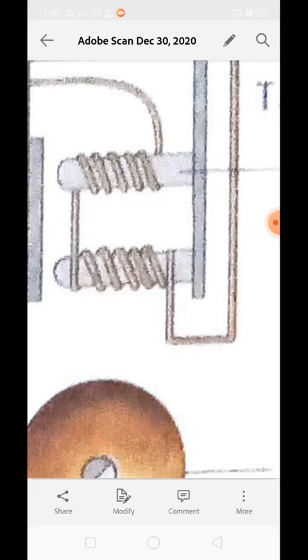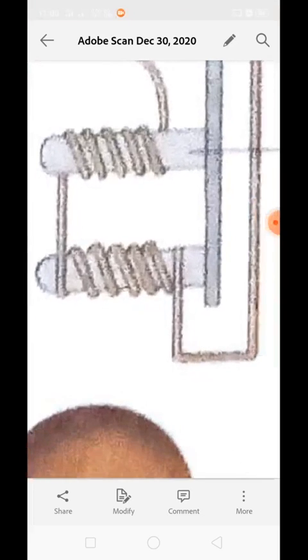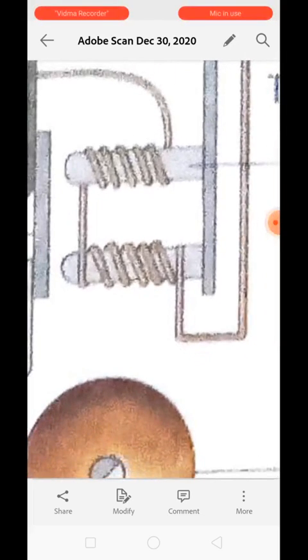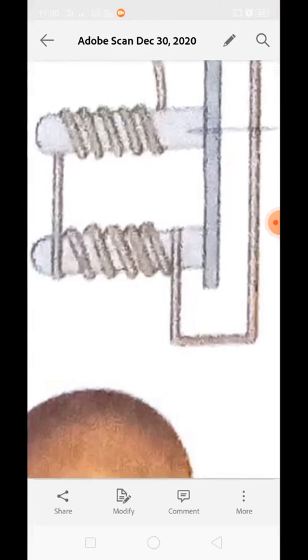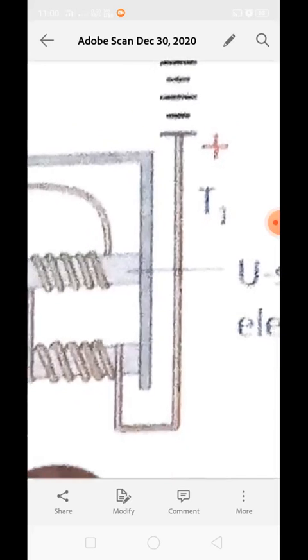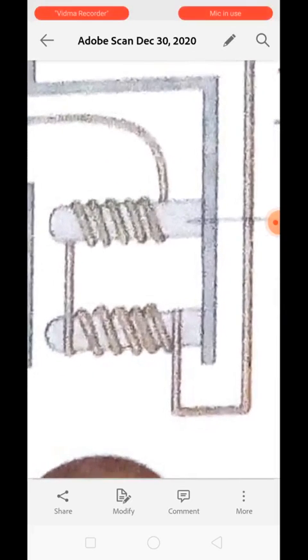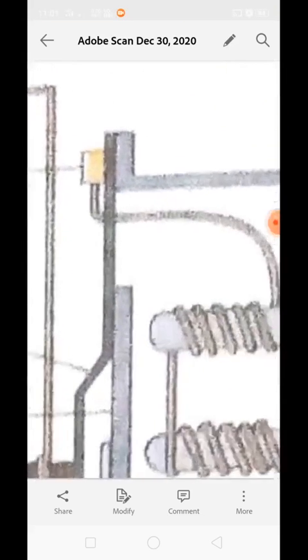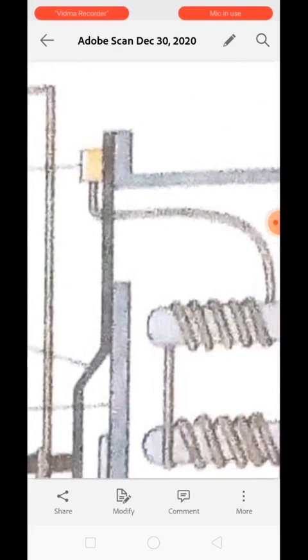This U-shaped electromagnet is present over here, coiled up with copper wire, whereas one end of the copper wire is connected with the terminal T1. You can see it is terminal T1, and it is connected with one end of this wire which is coiled around the U-shaped electromagnet. And the other end is connected with a brass stud. You can see over here, this is the brass stud.